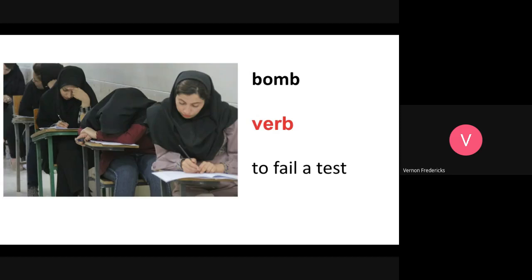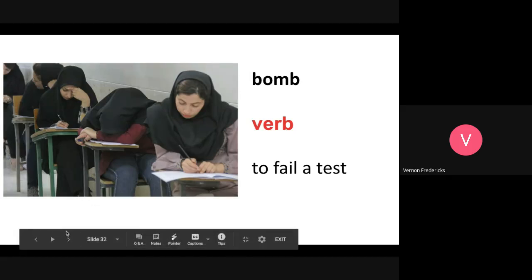And if you look at that picture, the lady that sits in the second row, okay, I think she's maybe busy sleeping. Yeah, she's busy bombing the exam because she's not writing the exam. Or maybe she's tired. Yeah. So to bomb the exam means to fail the test, to fail the exam. The verb.